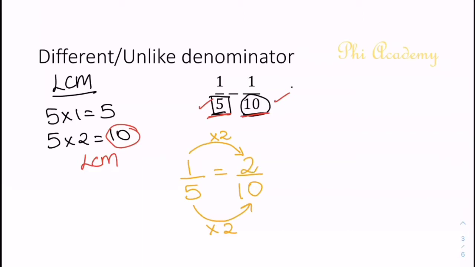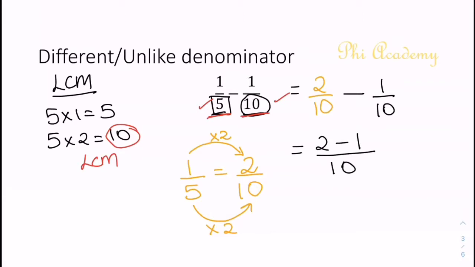Now let us substitute this into our actual question. We have 1/5 is nothing but 2/10, minus 1/10. So we don't have to change that because both our denominators are now the same. So let's continue as usual. All we have to do is write it as a single fraction out of 10. Then we can take away our top two numbers. 2 take away 1, giving us 1 over 10, which is our answer.